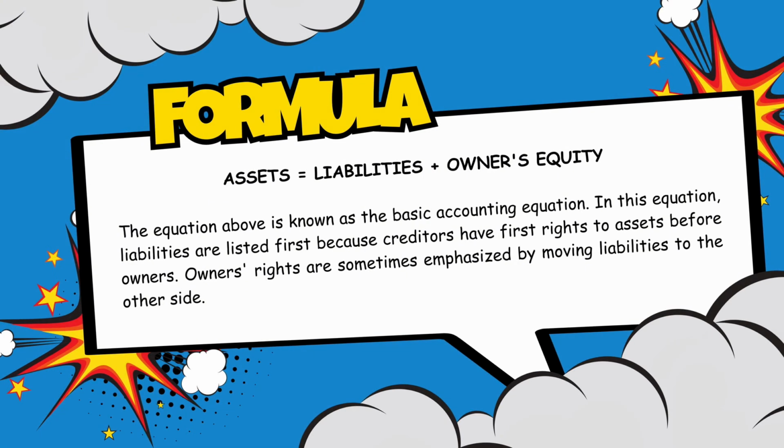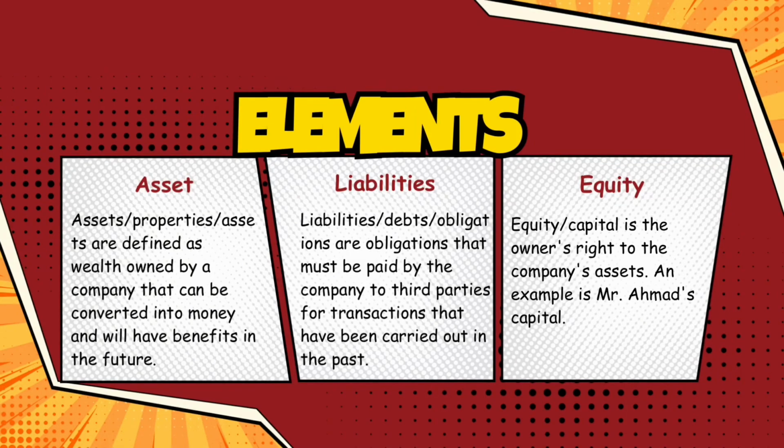Next, we have the formula of the basic accounting equation: assets equal liabilities plus owner's equity. Liabilities are mentioned first because creditors have the claim to the company's assets before the owner. Owner's equity represents the owner's right after all liabilities are paid. Now, let's talk about the elements.